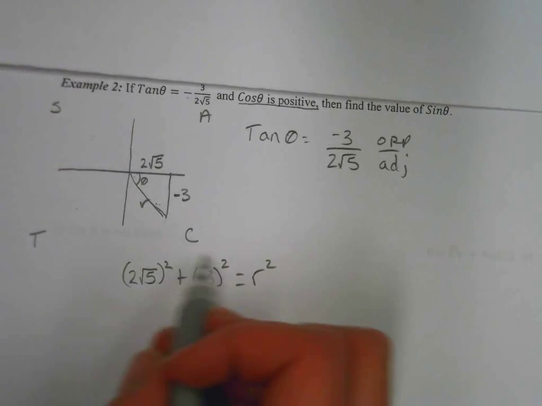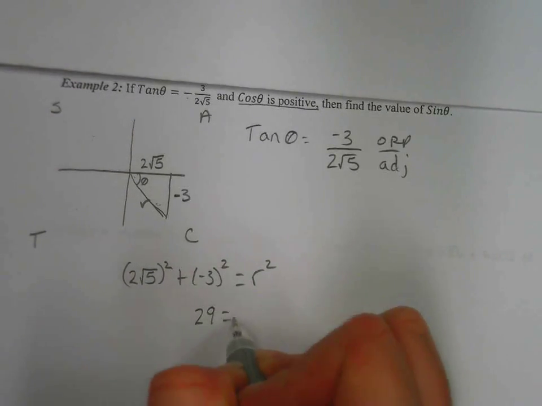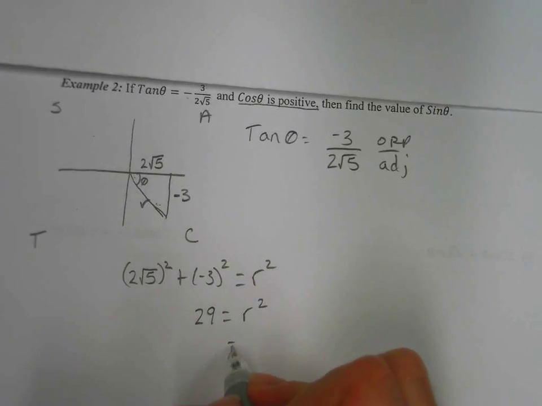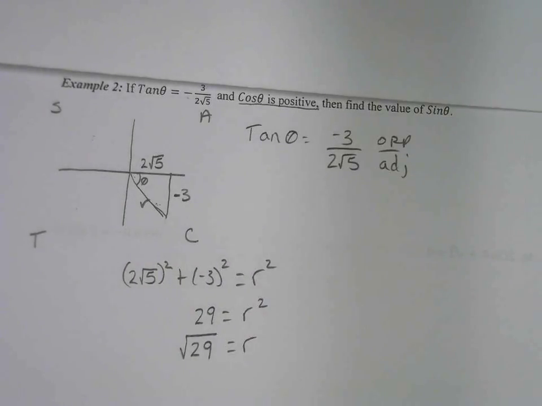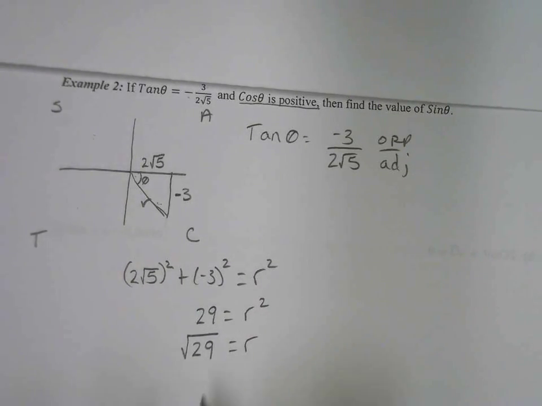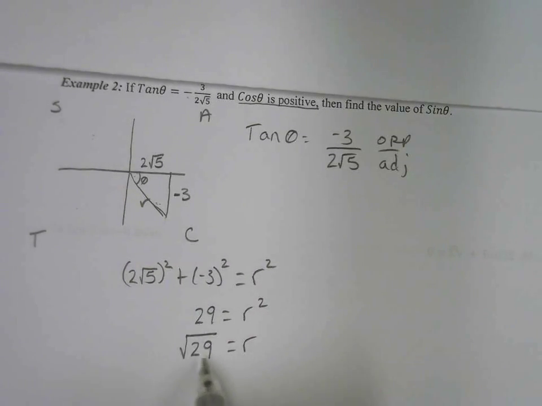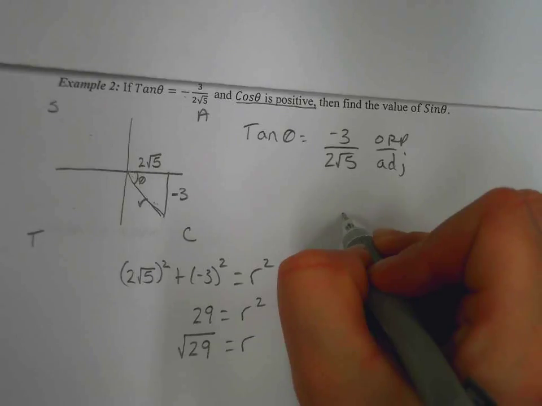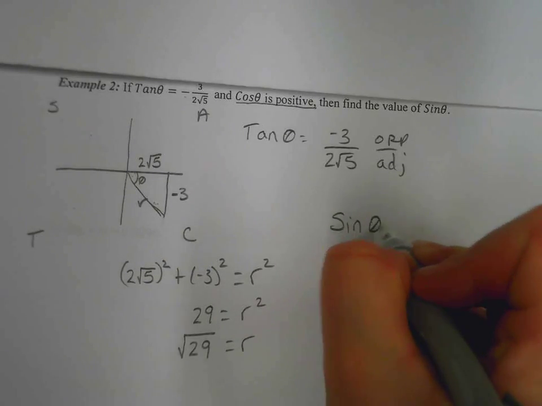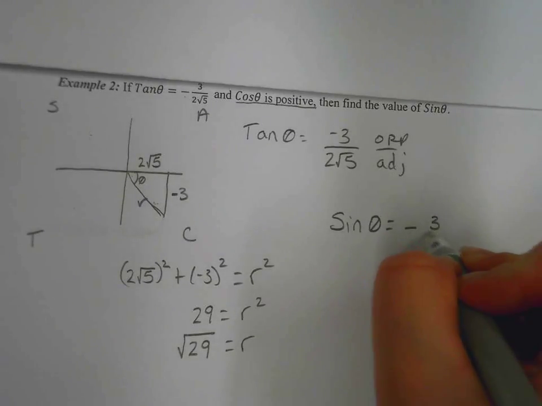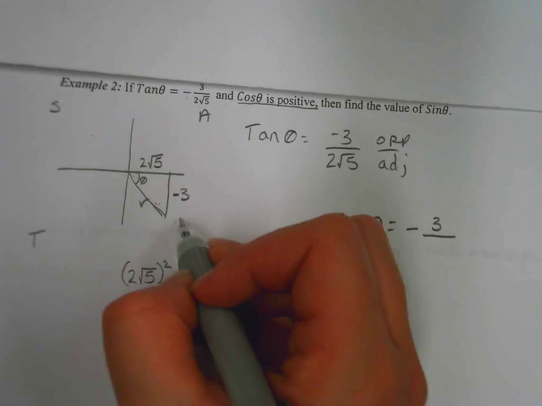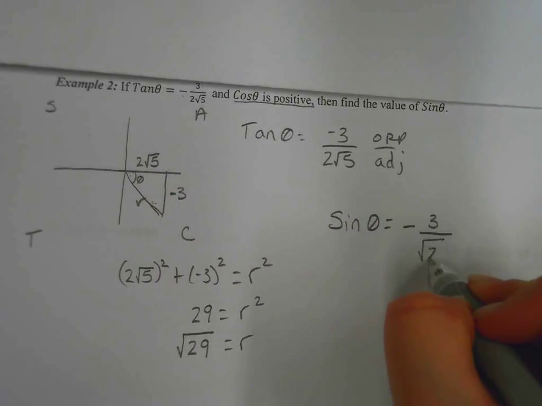So when we do that, this works out to a value of 29. So our r value as an exact value is going to be root 29. I'm going to look to see if I can simplify this, break it down, and it cannot. It's going to stay a root 29. So now we're going to write our sine ratio. Our sine ratio for this is opposite, which is -3, over the hypotenuse, which ends up to be root 29.